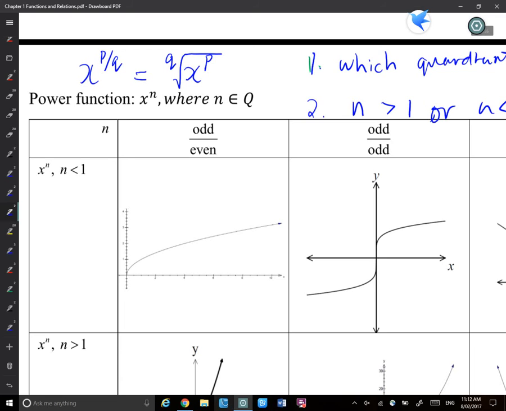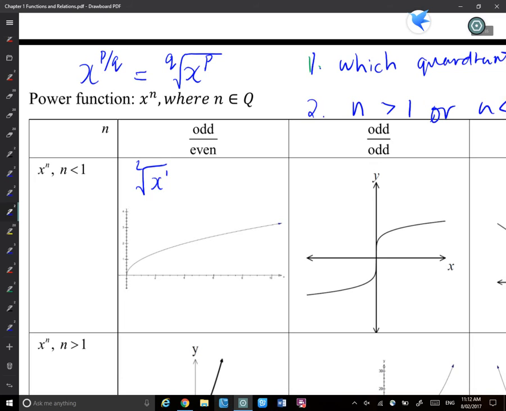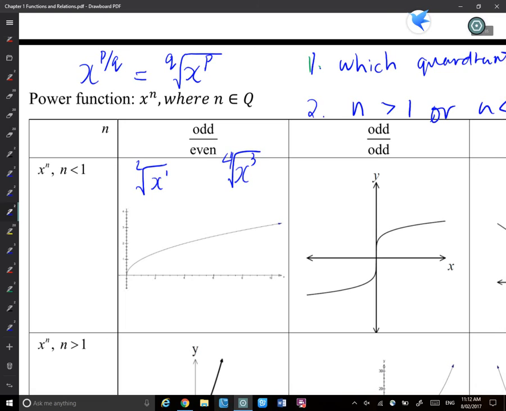Now think about p being an odd number and q being an even number. Let's take an example: x to the power of 1 over 2. That's a square root. The simplest one is the square root function. Or you can say x to the power of 3 over 2, or x to the power of 3 over 4. Let's talk about the numerator being smaller than the denominator.